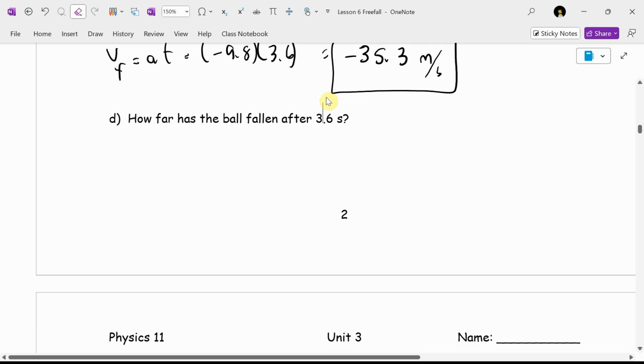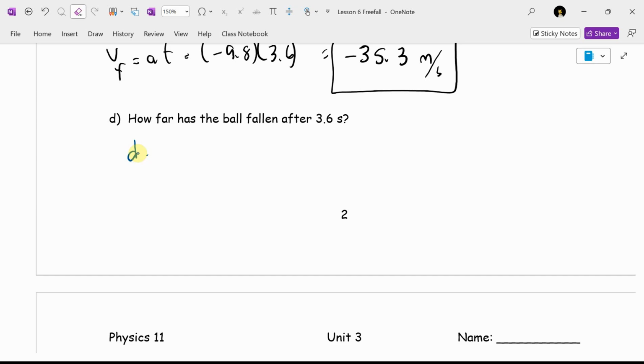Part D: how far has the ball fallen? Gila, what's D asking me to find? And by the way, it's going to be a displacement because we're falling. We're ending up below where we started. I'm going to bet we're going to get a negative answer here, so it's technically a displacement. I'm not marking either word right or wrong. I'm saying when I get a negative, I won't panic. I'll probably relax and say, yeah, that makes sense.